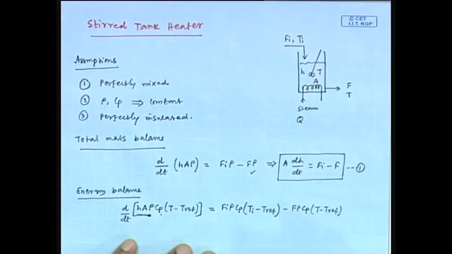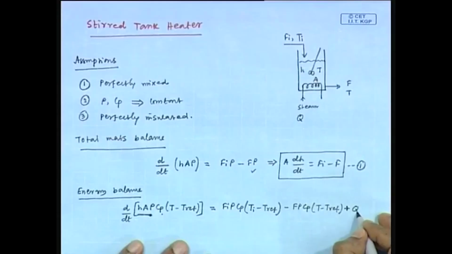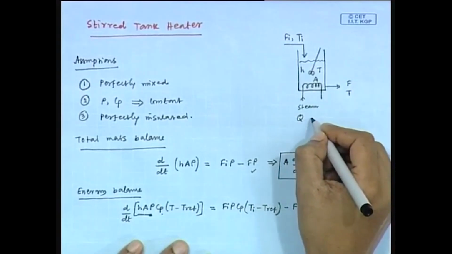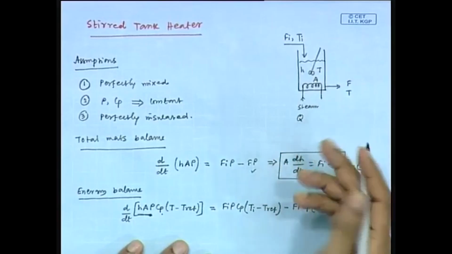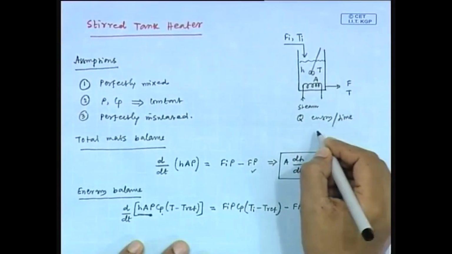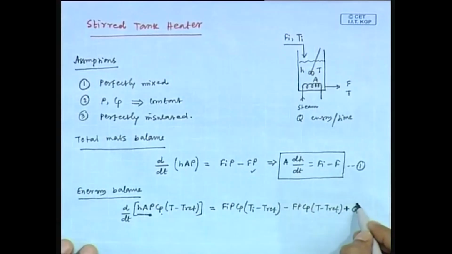Fine. And another term is energy supplied by steam per unit time, that is Q. Basically, the unit of Q is energy per unit time, say for example, British thermal unit per minute. So, this is the energy added, or energy supplied by steam per unit time.